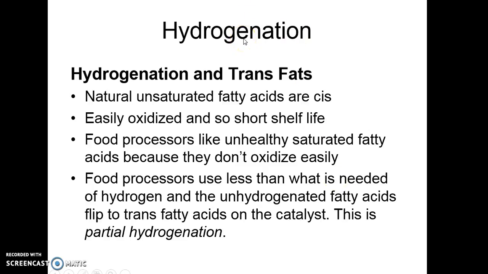Hydrogenation is a very important step in food. If you look at the unsaturated fatty acids in nature, we find that they are almost all cis fatty acids, meaning the double bond is a cis double bond. But the problem is food manufacturers do not like having cis fatty acids in food because they're easily oxidized, and so the shelf life is short.